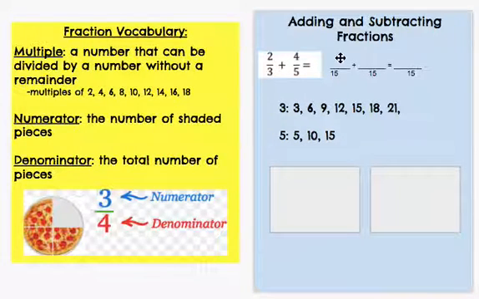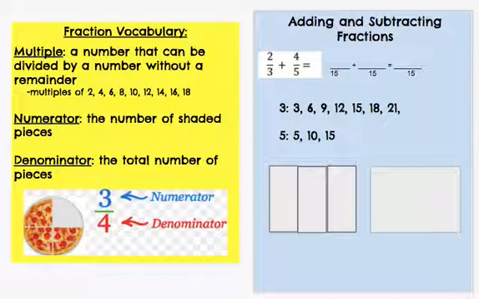Notice that I rewrote my fractions here with the denominator of 15. Now I am ready to create my visuals. I'm going to start with 2/3 first. I know my denominator is 3, so I know I need to split this first box into 3 pieces. Now that I have 3 pieces, I now know I need to shade in 2 because my numerator is 2. Now I have my 2/3 shaded.